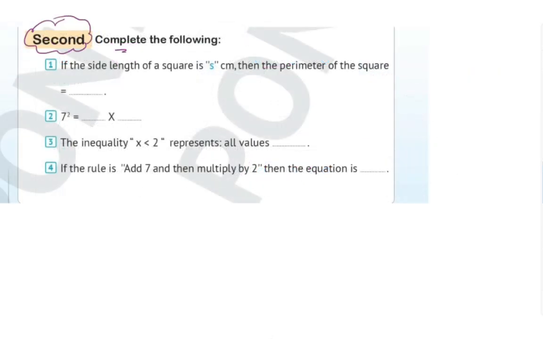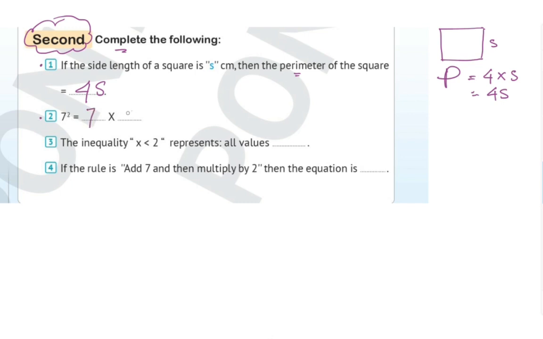Second question, complete the following. Point number 1. If the side length of the square is s centimeters, then the perimeter of the square. I know that any square has s as side length. Let b be the perimeter, equals what? Equals 4 sides, 4 by s. I can write it as 4s. So the perimeter equals 4s. Point number 2. 7 to the power 2 equals what?